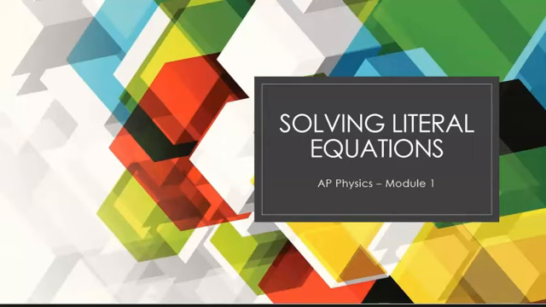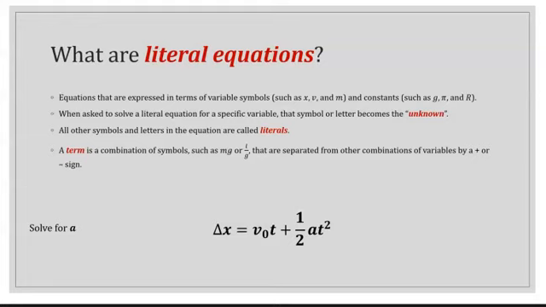All right, we're going to start with an algebra review that is solving literal equations. So in physics, we are usually given equations that don't necessarily have many numbers in them, but they have a lot of variables, such as x, v, and m, and we might have constants such as g and pi, and sometimes r. When you're asked to solve a literal equation for a specific variable, that symbol or letter becomes known as the unknown. That's what we're looking for.